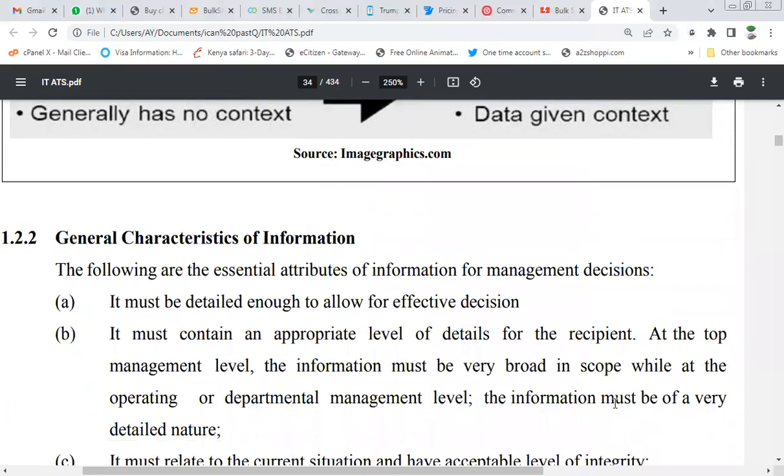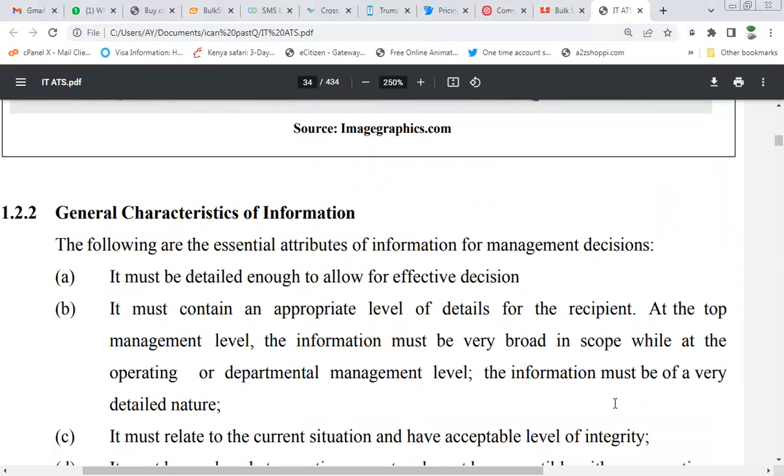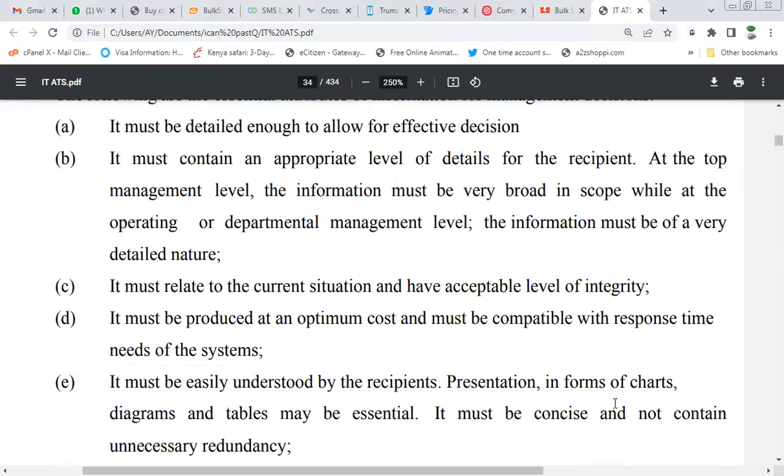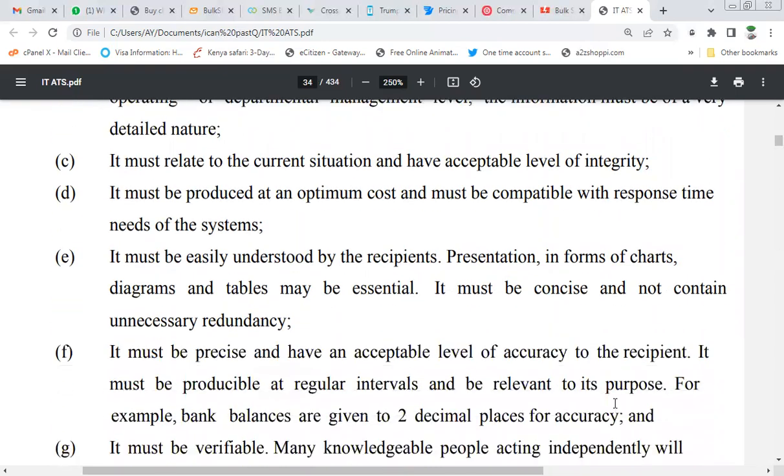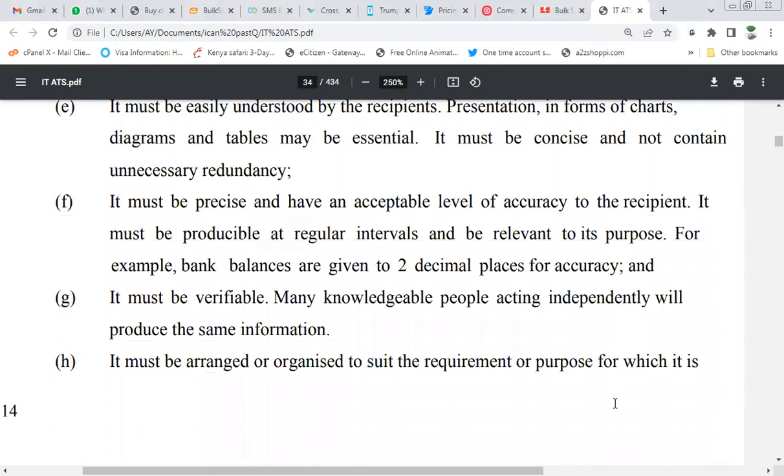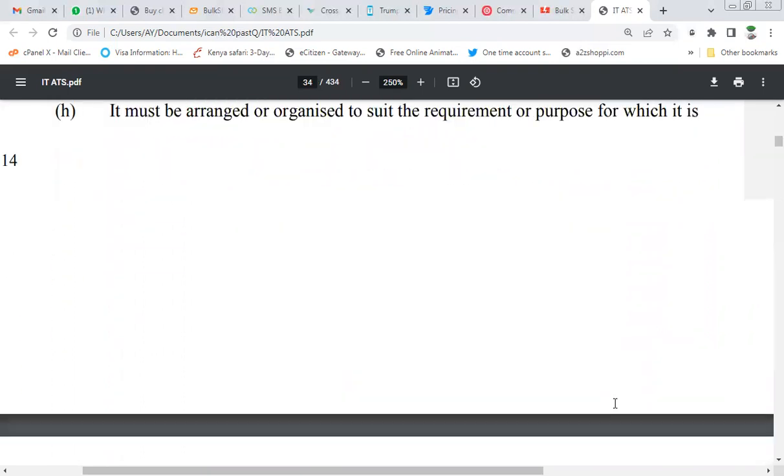So, general characteristics of information. You can read this, but from all that we have read, you should be able to understand the characteristics of data and characteristics of information. From here: A, it must be detailed enough to allow for effective decision. B, it must contain an appropriate level of detail for the recipient. It must relate to the current situation and have an acceptable level of integrity. So you can read them all. Form your notes on it.